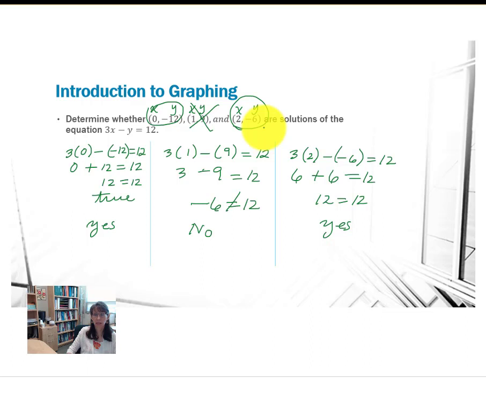So that's how you can check to see if an ordered pair is a solution to a linear equation or not.